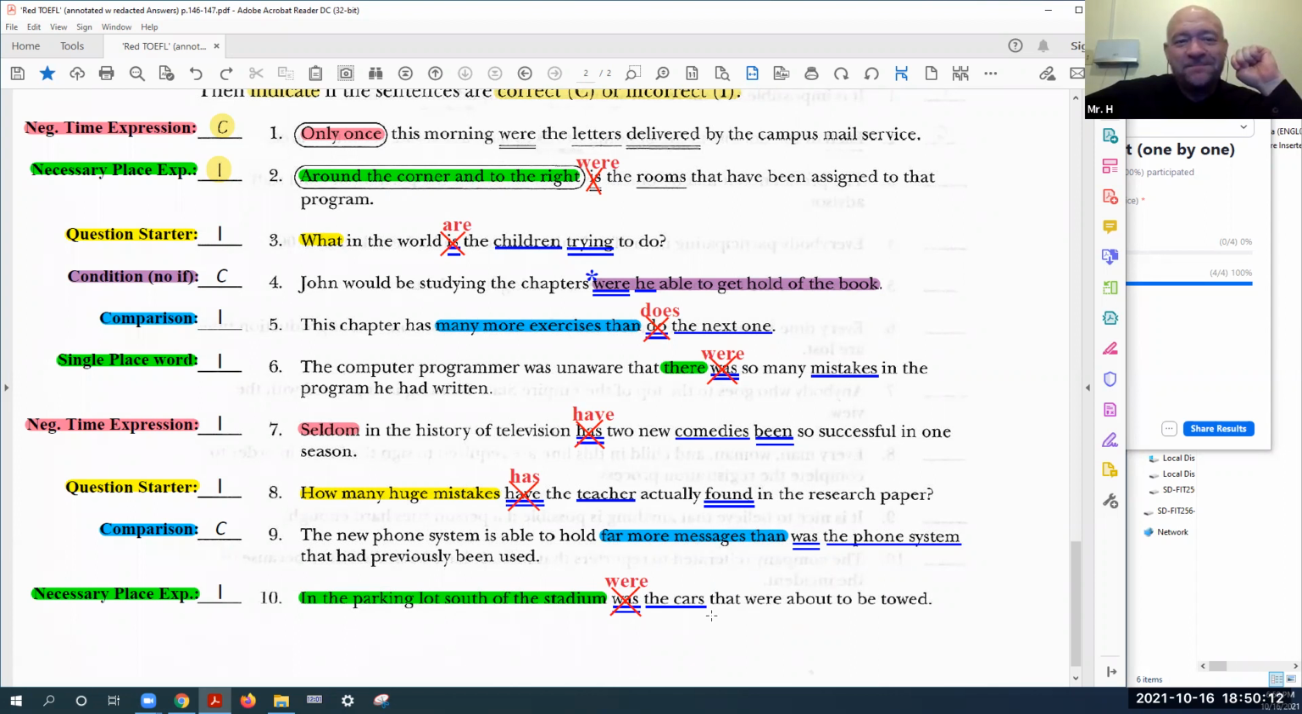All right, gentlemen. Good job. Good night. And we'll see you tomorrow. It will be the very last TOEFL lesson. Forever. Skill number 26. And then the whole series is complete.